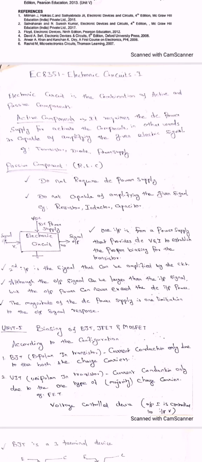In an electronic circuit we have to use 2 inputs. So one input is what? The power supply that provides the DC voltage and current, which is used to establish the proper biasing of the transistor. And the second input is the signal which can be amplified by the circuit. So if any signal is going to be amplified, it requires a DC power supply, which is called biasing. Okay, is it clear?